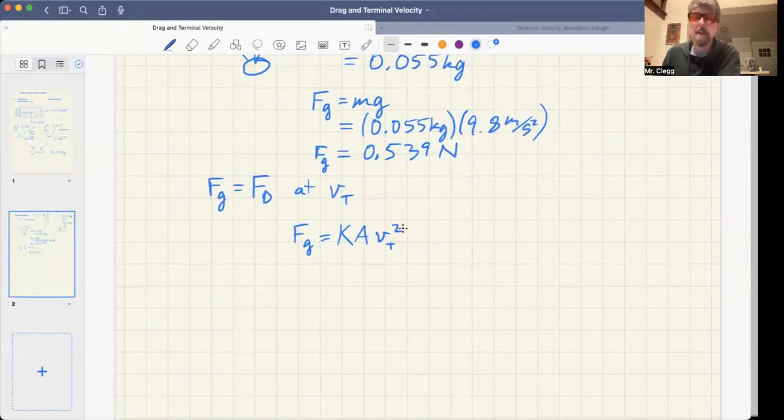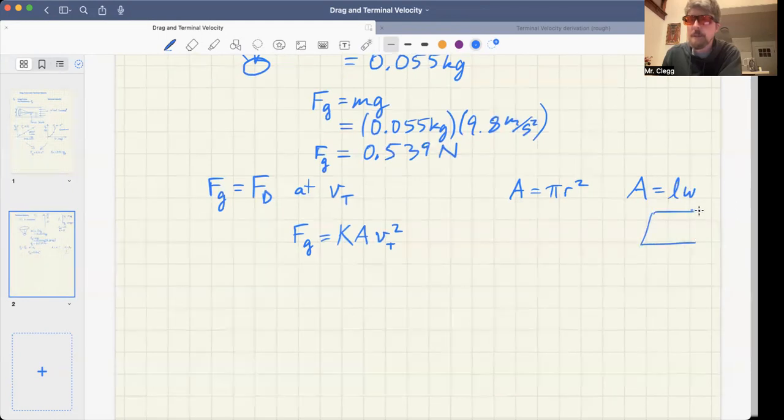And then I have the area. So I need to get the area, and then I'll be able to solve this for my velocity. So let's just do the area real quick. The area is pi r squared for a circle. Maybe you had a rectangular parachute, in which case you would measure it like this, length times the width.